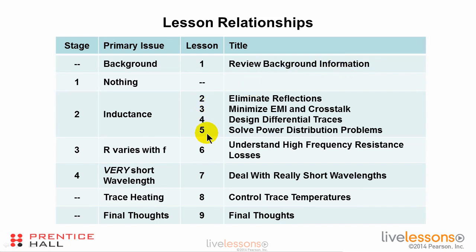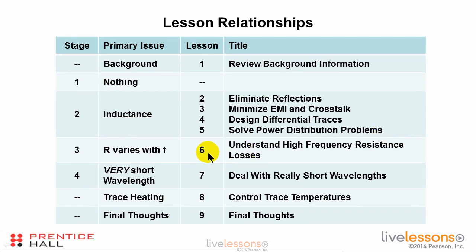Lessons 2, 3, 4, and 5 relate to things that are going on in stage 2. Lesson 2 is eliminating reflections. This is about transmission lines and controlled impedance traces. Lesson 3 talks about EMI and crosstalk and how to deal with it and control it. Lesson 4 is focused specifically on differential traces, and I give you my set of design rules for differential traces. Lesson 5 talks about the power distribution system and the problems that can occur, and particularly the solutions that we can employ using bypass capacitors and the role of ESR and so on.